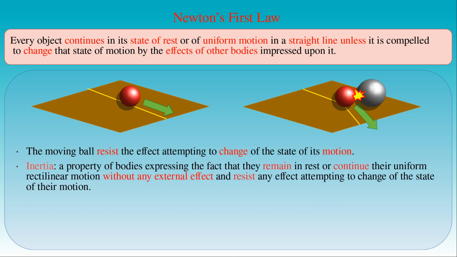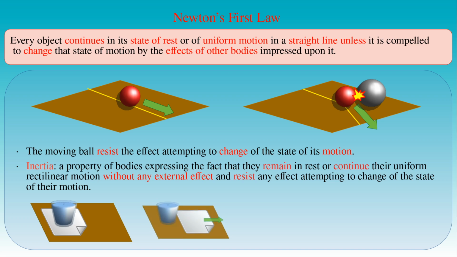Inertia of bodies expresses the fact that they remain in the same state of motion without any external effect, and resist any effect attempting to change this state. There are numerous examples for the manifestation of inertia. We can demonstrate the inertia of the glass of water put on a sheet of paper.